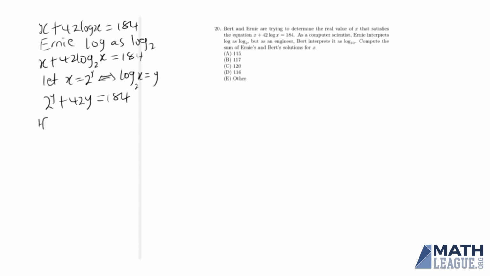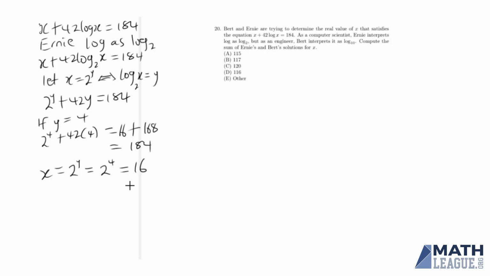Now, if y is equal to 4, then we have 2 to the power 4 plus 42 multiplying 4. Now, 2 to the power 4 is 16, plus 42 times 4 is going to be 168. Of course, if you add these two numbers, you get 184. So clearly, y equals 4 satisfies this equation. That means that for Ernie, the solution for x, which we stated is 2 to the power y, will be 2 to the power 4, and that is going to be 16. So for Ernie, the solution for x is 16.